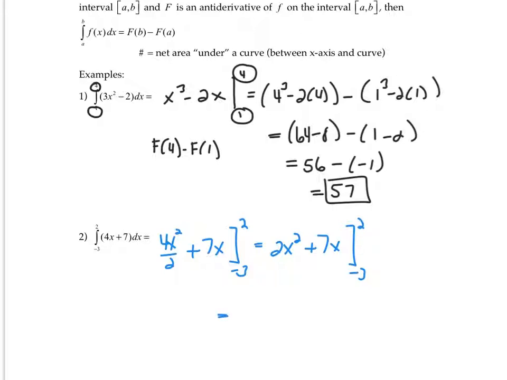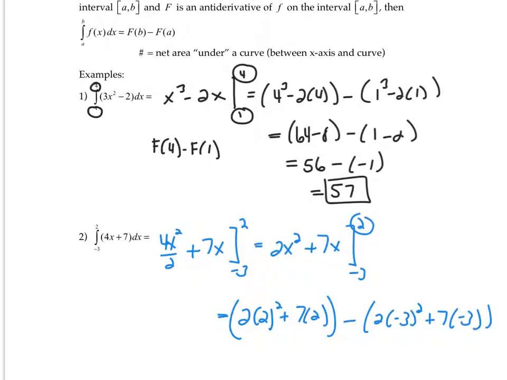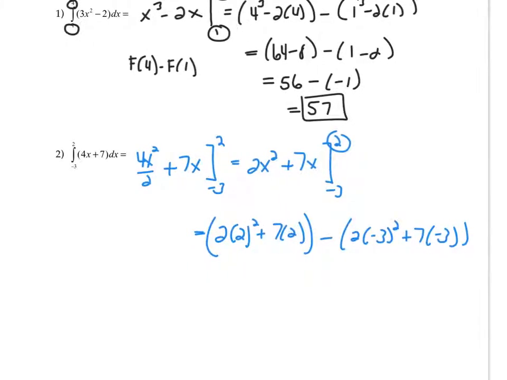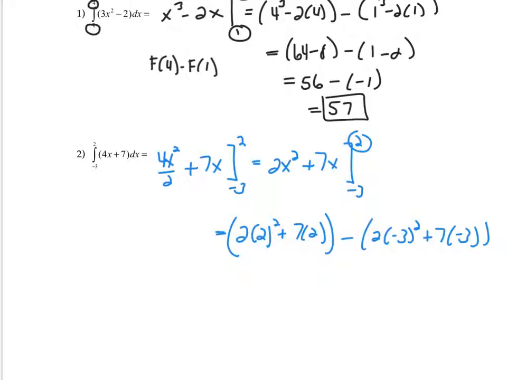Start with the positive 2 on the top, and we need to do 2 times 2 squared plus 7 times 2. We're going to take that quantity and subtract what we get when we do 2 times negative 3 squared plus 7 times negative 3. Let me just scoot this up a little bit. Sorry about that. So we're going to have 8 plus 14 inside the first set of parentheses, minus, and we're going to have 18 minus 21 in the second set of parentheses.